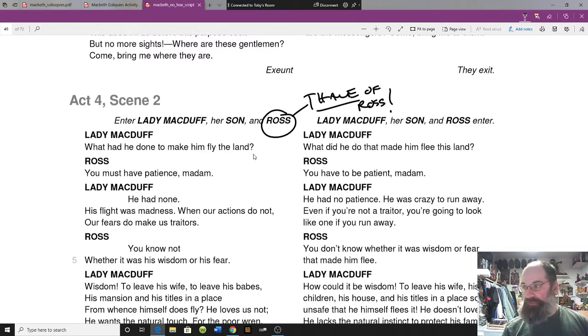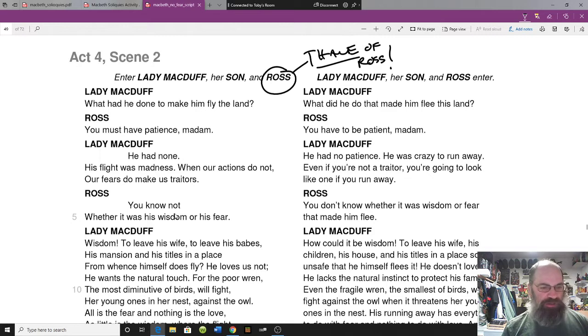So remember, Macduff fled to England. He left his wife and kid. "You must have patience, madam." "He had none. His flight was madness. When our actions do not, our fears do make us traitors." "You know not whether it was his wisdom or his fear." Hey, look, you don't know that, honey.